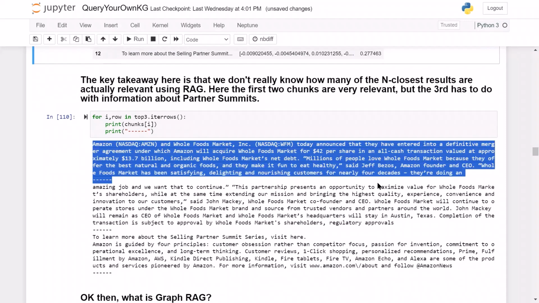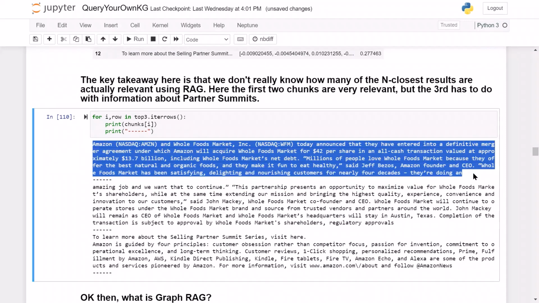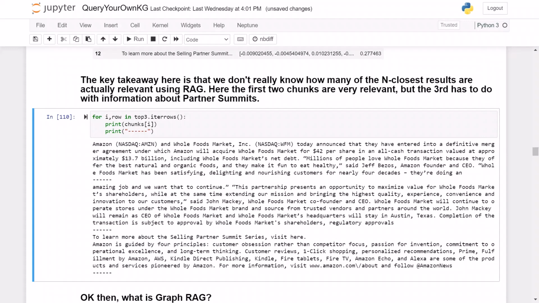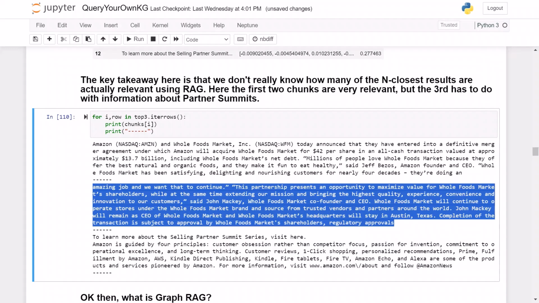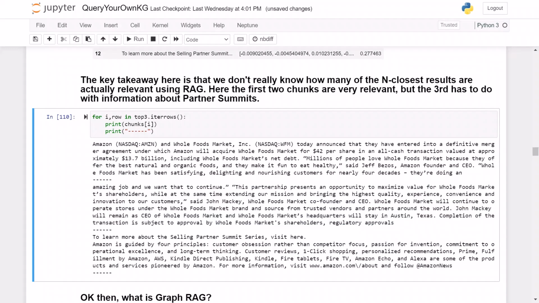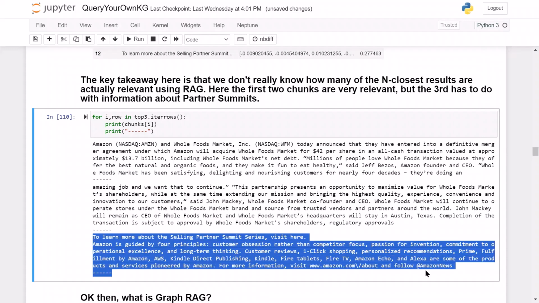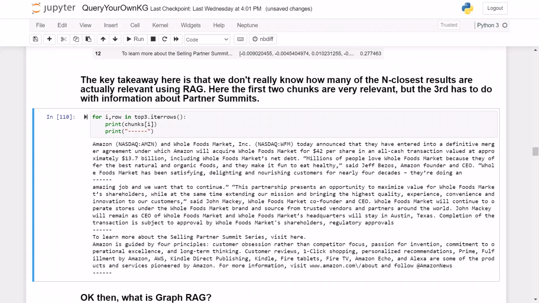You can see the first one is clearly talking about the Whole Foods Market acquisition. That's very relevant to our question. The second one talks more about details about Whole Foods. John Mackey is the co-founder and CEO, what they will continue to do under Amazon and so forth. And the third chunk is just kind of the summary of the press release about the Selling Partner Summit series, talking about different guiding principles of Amazon and products, but it doesn't actually talk about Whole Foods at all here.